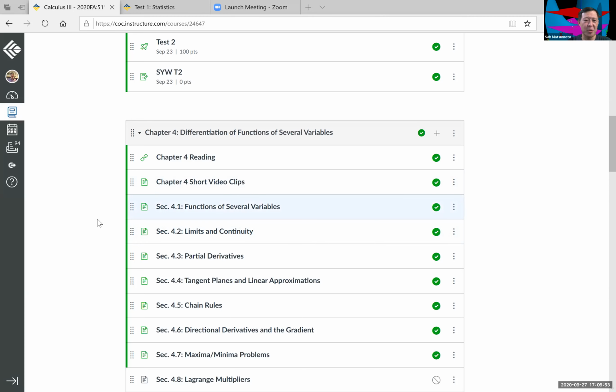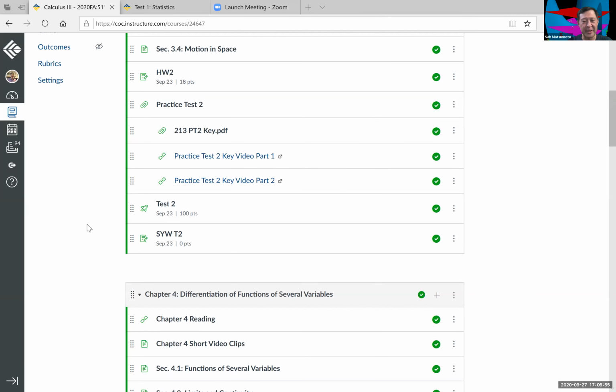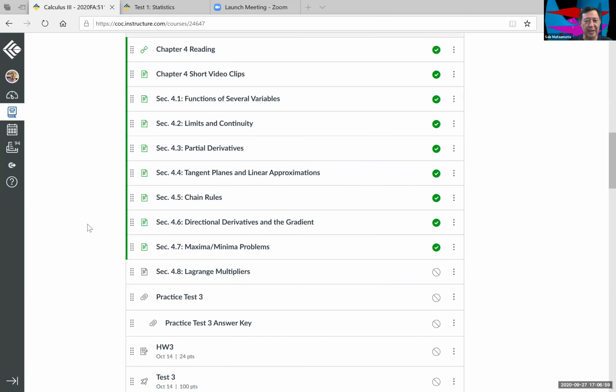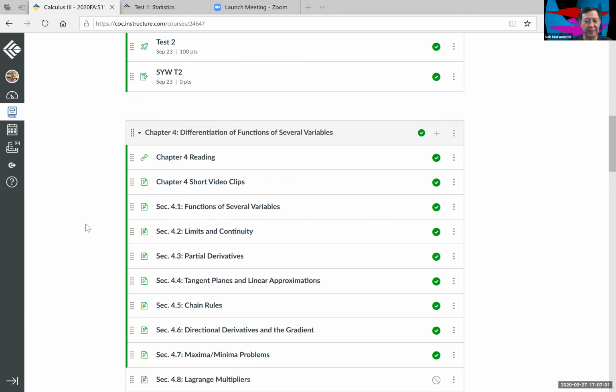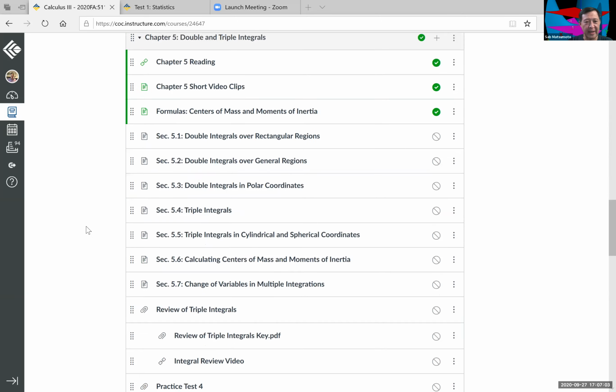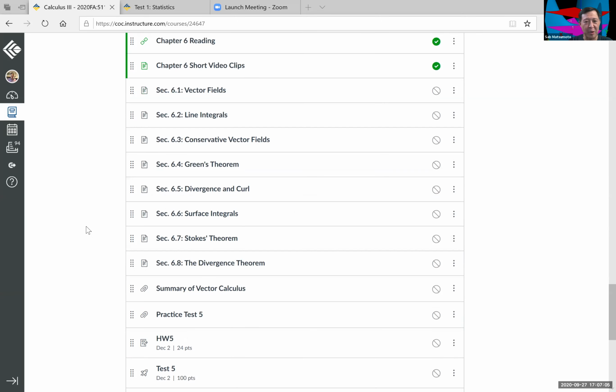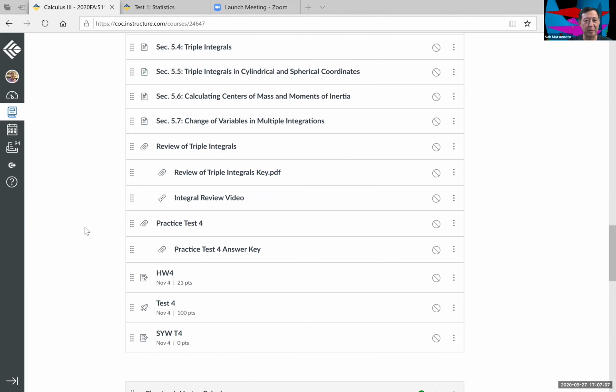Just so you know, we have covered chapter two, and then you just had a test on chapter three. Chapter four is the last chapter on differentiation. After this, we'll have chapter five and chapter six, both on integration of multivariable functions.